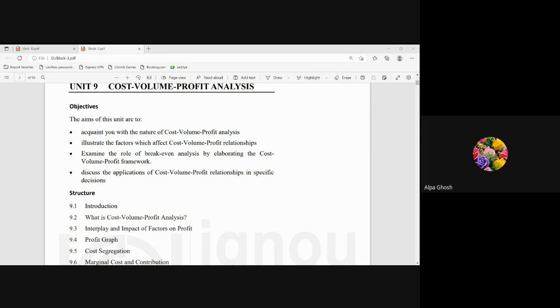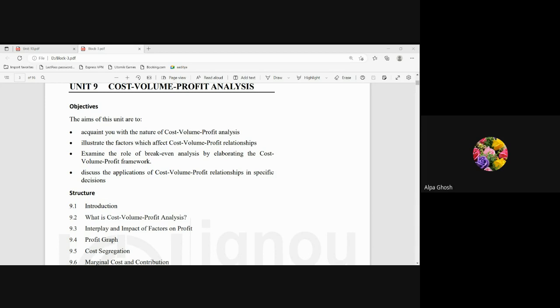So when we talk about the cost volume profit analysis, the main components are the ratio of variable expenses and fixed expense, the break even point, margin of safety, changes in net income, and degree of operating leverage. When we talk about degree of operating leverage, we need to find that a single unit of change in the sales, how it is going to bring a change in the profit.